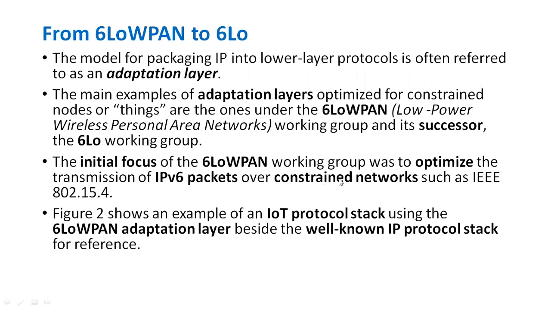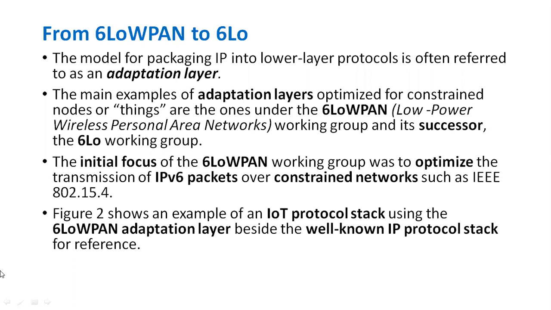Okay, an example of these constrained networks is IEEE 802.15.4. You can consider it a constrained network. Once we optimize these constrained networks, its next versions will come, like 15.4e, 15.4g, like this. But this is a constrained network. Then I'm going to show you the comparison between our already existing TCP/IP protocol stack and our IoT protocol stack. Just remember the difference between the IP protocol stack, and now I am going to show you the IoT protocol stack.